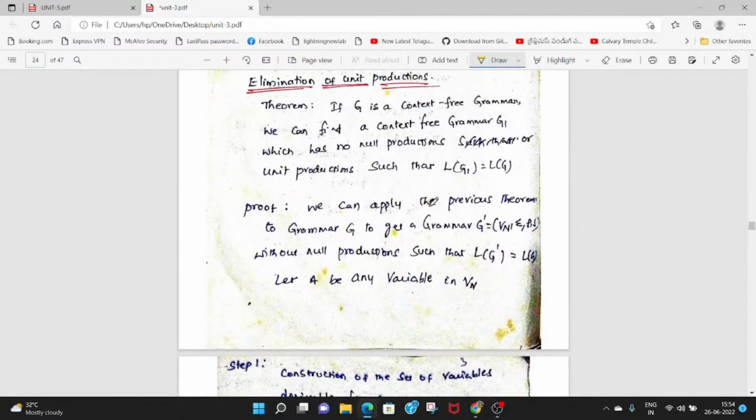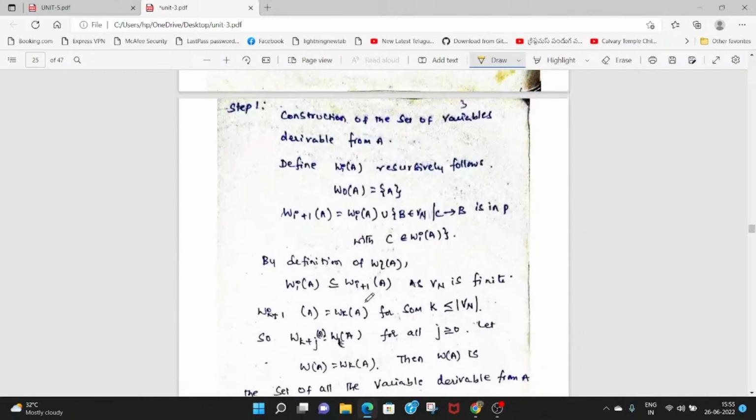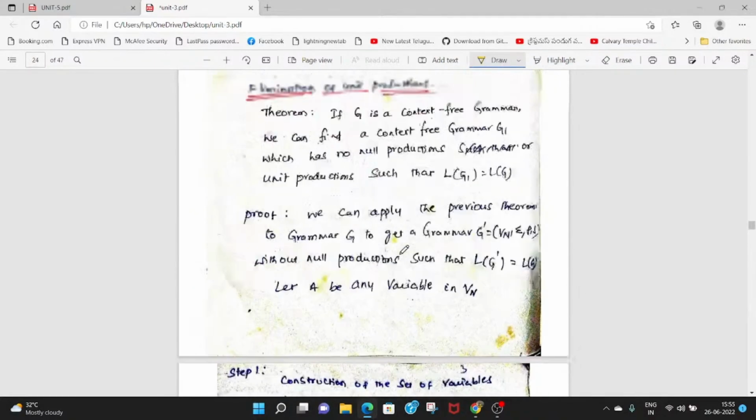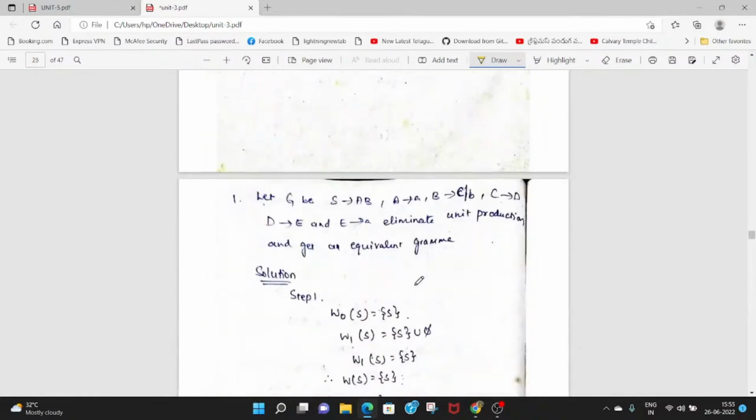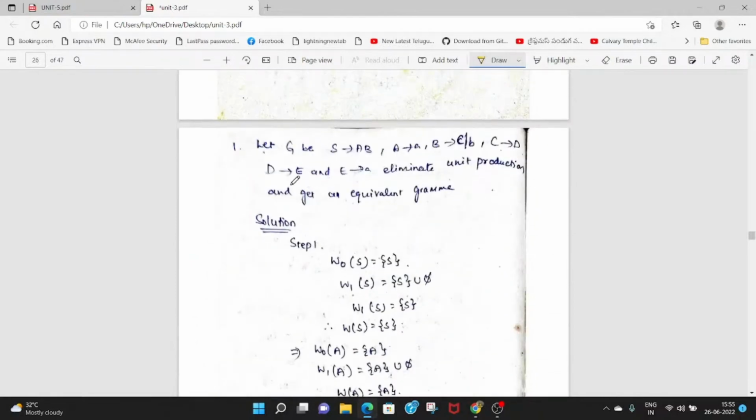And then unit productions. So what productions are said to be unit productions in a context-free grammar? In a context-free grammar, a production is said to be a unit production if on the right hand side it derives a single variable. So such types of productions are said to be unit productions. So here, see here. This is a grammar which consists of productions like this.